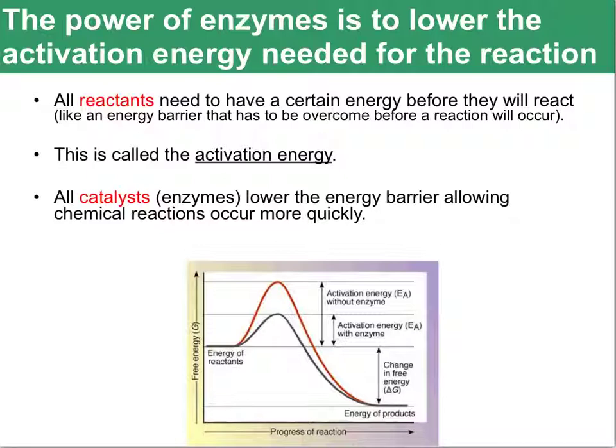One of the great things that enzymes can actually do is they lower the activation energy needed for the reaction. So all reactants, so the left-hand side of a chemical reaction, need to have a certain energy before they'll react. So it's like an energy barrier that has to be overcome before a reaction will occur. In biology, we call this the activation energy. All catalysts, enzymes, lower the energy barrier, allowing chemical reactions to occur more quickly.